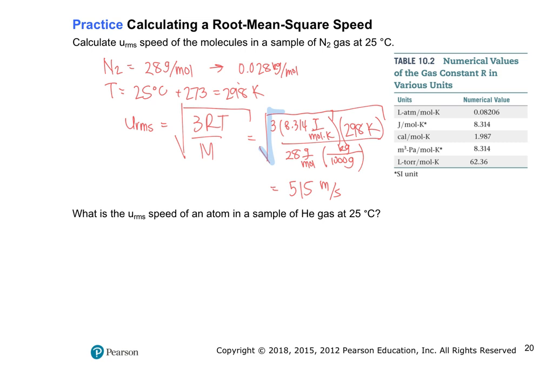Let's try the speed of an atom of helium at the same temp. So here we're going to use the exact same equation. The only difference here is that helium has a mass of 4 grams per mole. So we can do that conversion here or elsewhere. I'll do it here this time just so you can see. We end up getting 0.004 kilograms per mole. Now helium is much smaller than nitrogen. So since it's a lighter molecule, we expect the speed to be greater than 515 because it's lighter.